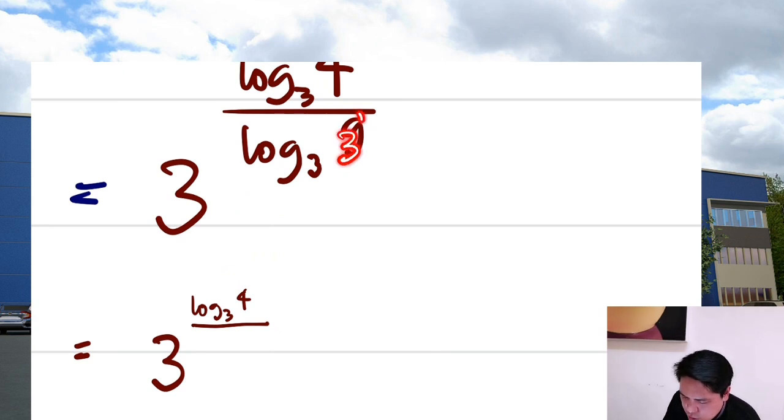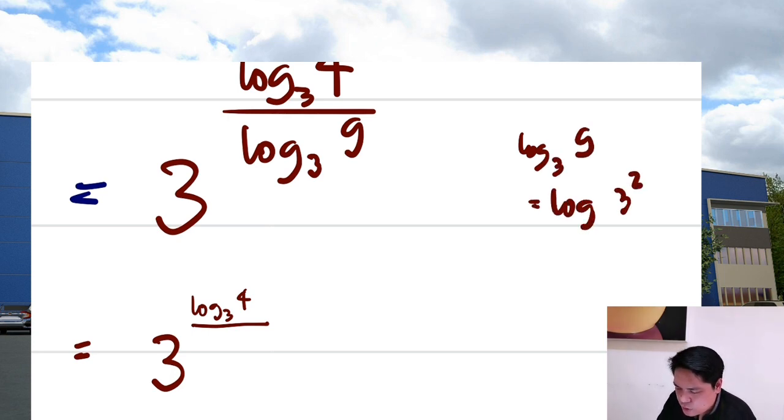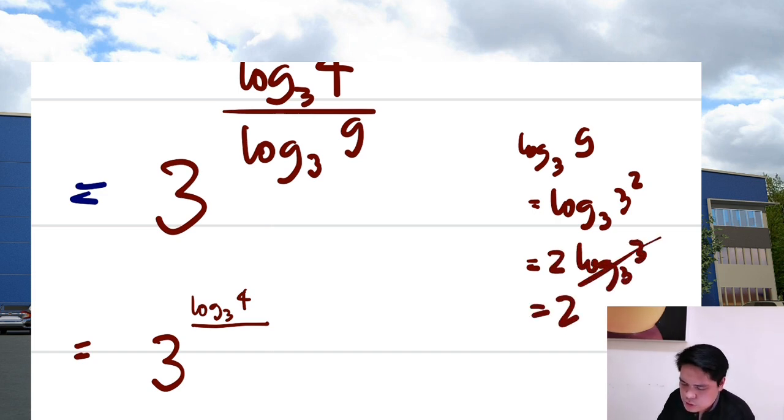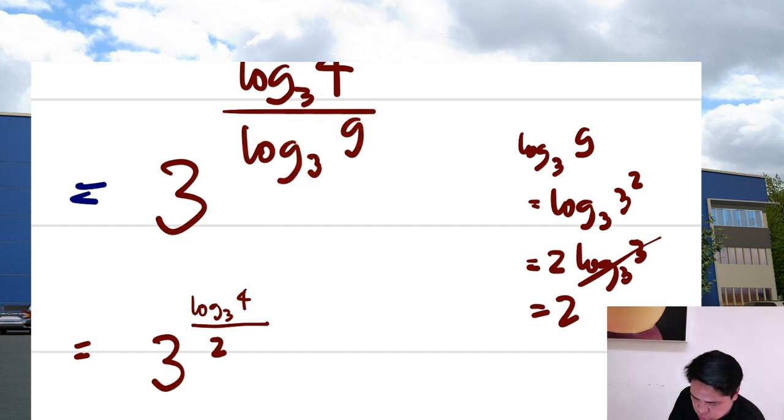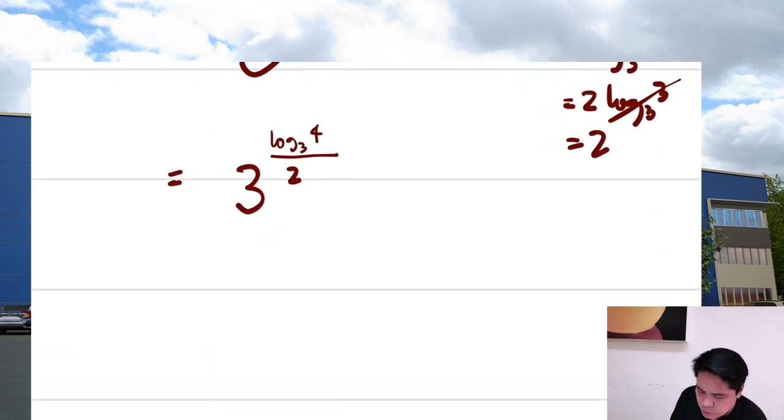9 is actually 3 squared. Di ba? Lagyan natin yung solution dito. Logarithm of 9 to the base 3 is the same as logarithm of 3 squared to the base 3. So, transfer the exponent, 2, logarithm of 3 to the base 3. So, this is just 2. So, that would be 2. Yan, 2. Or, this is 3.